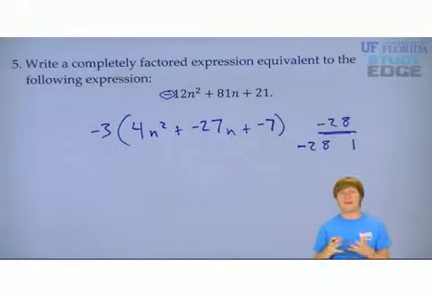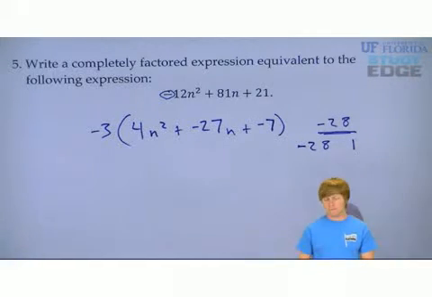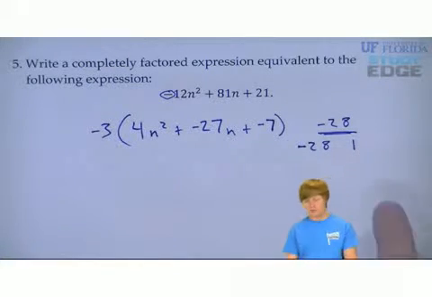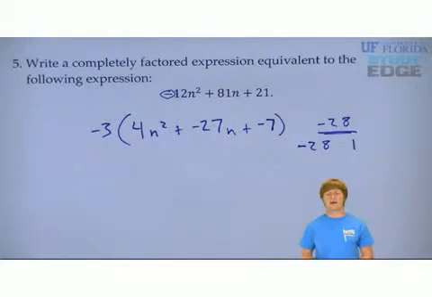So I multiplied them, I got that negative 28. What if I add them? Negative 28 plus 1 is indeed negative 27. So I found my two numbers. I know that I have negative 28 and I have a 1.